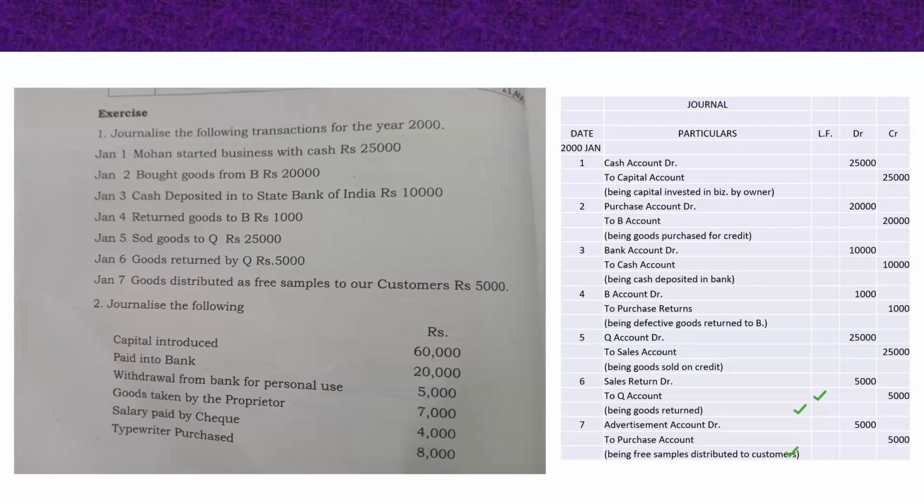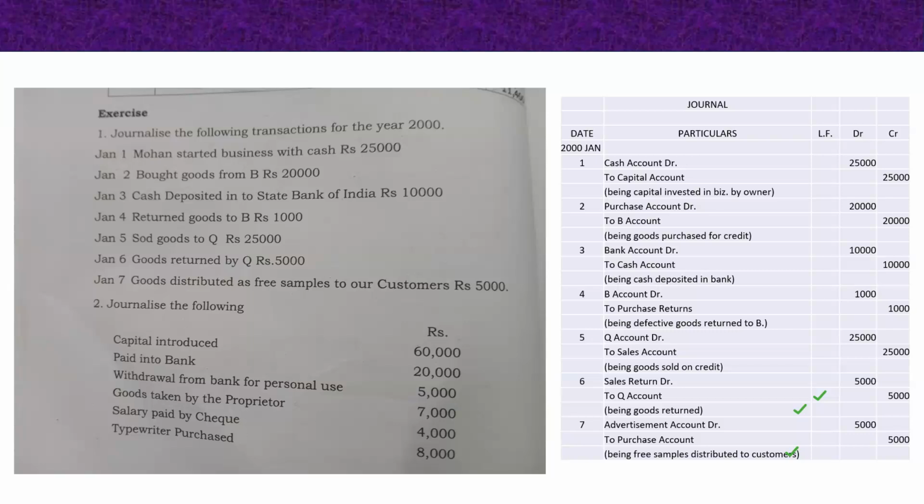Ma'am, the first one, cash account debit to capital account. Very good. And second one, bank account debit to cash account. Very good. And third, drawings account debit to bank account. Very good. Fourth one, drawings account debit to purchase account. Excellent. Fifth one, salary account debit to bank account. Excellent. And the last transaction will be typewriter account debit to cash account.